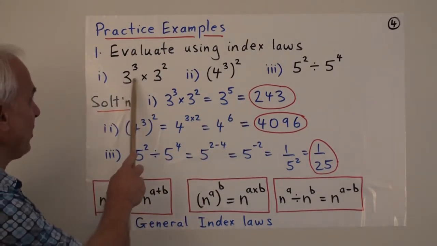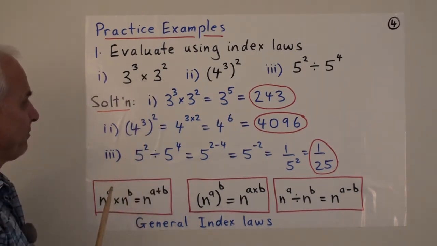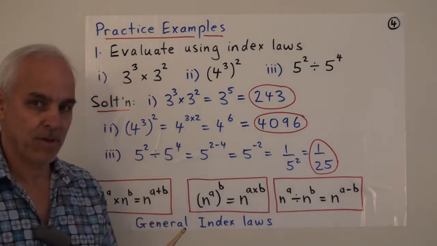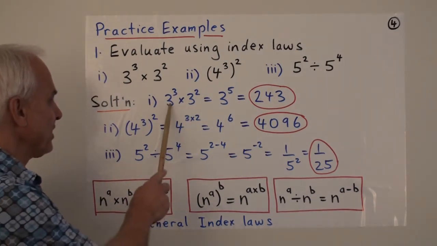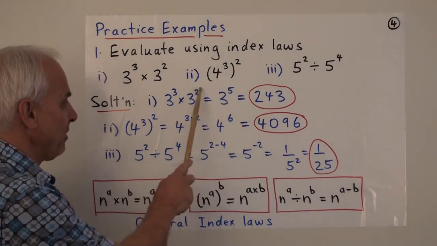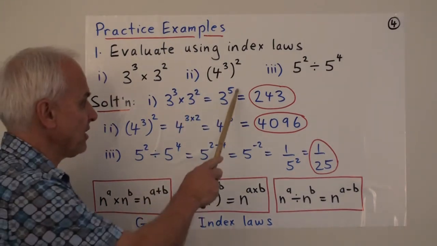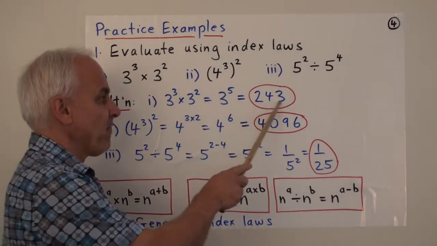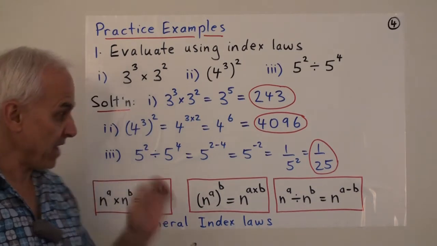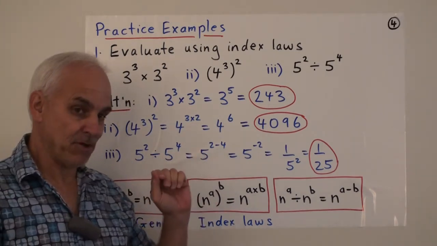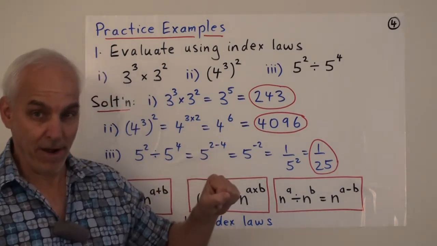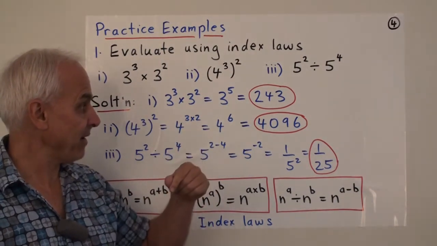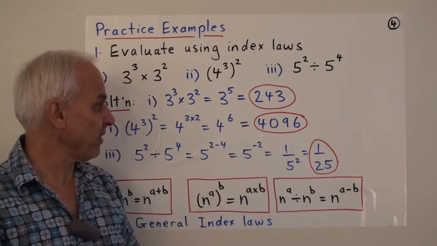The first one is 3 cubed times 3 squared. We use our index law. This is 3 to the 5, because 3 plus 2, the sum of the exponents, is 5. And what is 3 to the 5th? Well, it's 243. Remember that table of powers of 3, we went up to 3 to the 4th, which was 81, or 9 times 9. And 3 to the 5th will be 3 times that. 3 times 81 is 243.